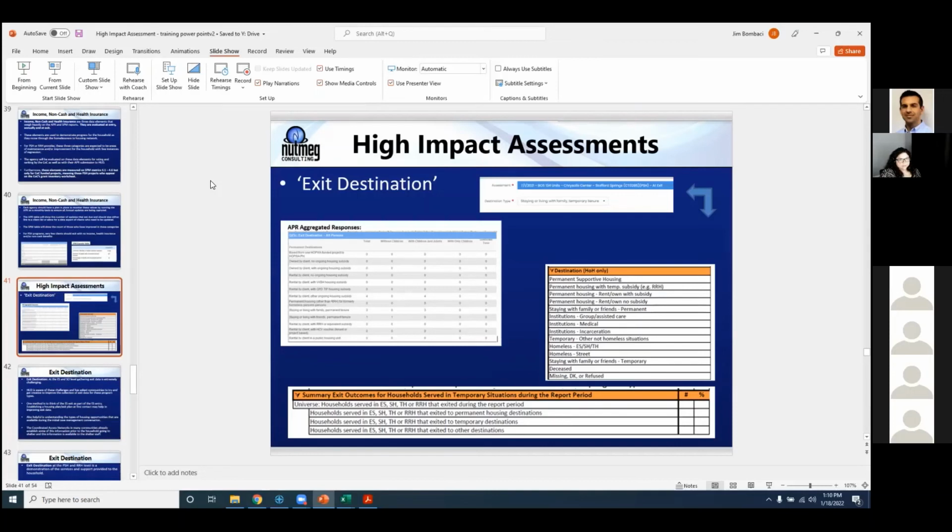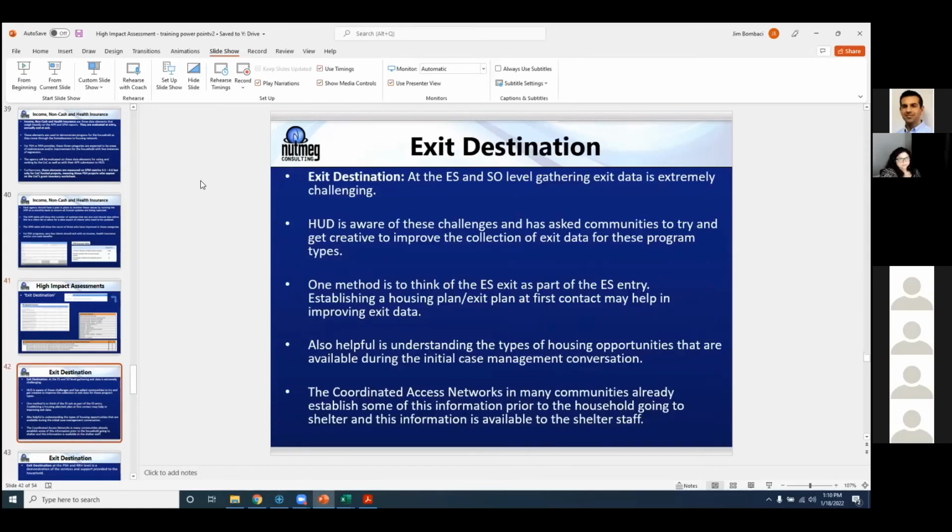If they're emergency shelter enrollments, are they exiting to housing? If they're street outreach, are they going from maybe a sheltered situation to a housing situation? The obvious thing to avoid is scenarios where the person goes from a housing environment to a sheltered environment or a homeless environment. So at the emergency shelter and street outreach level, gathering the exit data is a challenge, and HUD understands that. So this particular slide talks about that a little bit.